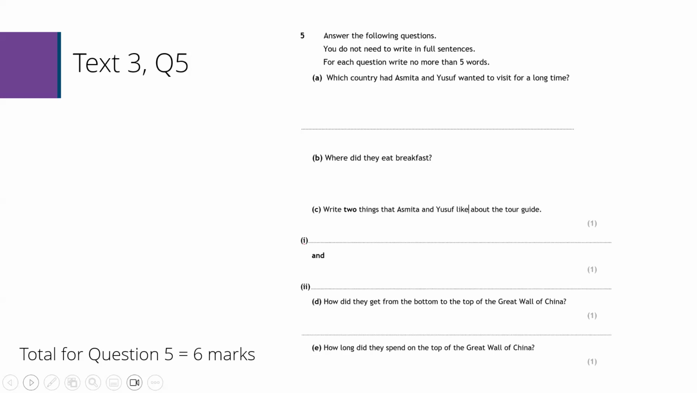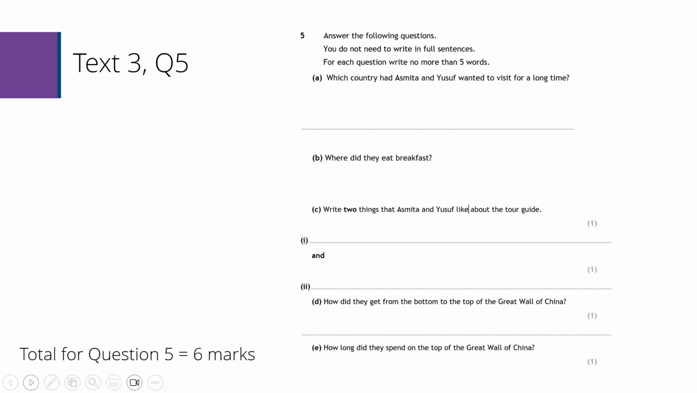And the idea of no more than 5 words means that students can't just copy down a chunk of the text, sort of hoping that the answer might be there somewhere. We need to have precise information, and we need to have precise and concise answers. So the answers need to be short, just a few words, and then that's absolutely fine.